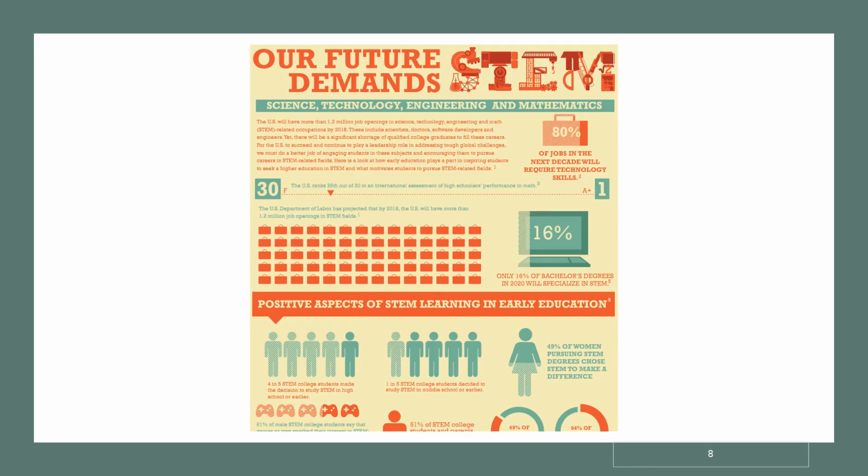So here is an infographic, Our Future Demands STEM. It's talking about science, technology, engineering, and mathematics, and it's talking about it in terms of jobs. 80% of the jobs in the next decade will require technology skills. Below it, you'll see 16% of bachelor degrees in 2020 will specialize in STEM. Man, we're there, right? Look at your degree program. And then it talks about positive aspects of STEM learning in early education.